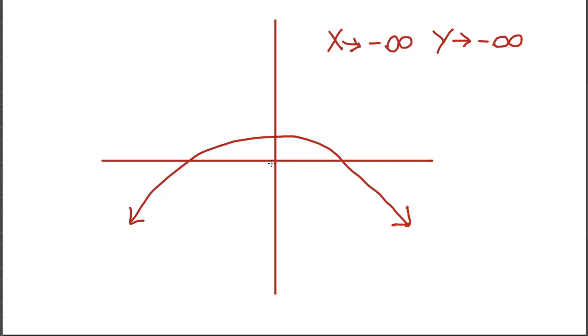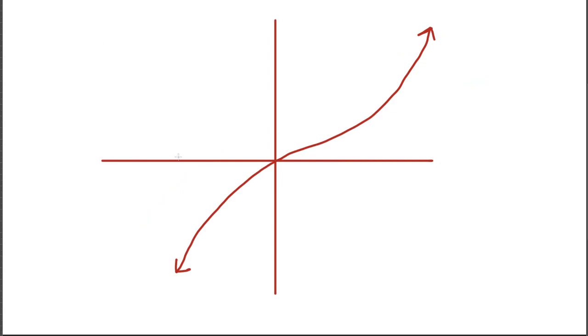What about the right side? As x gets bigger, as it just continues to get larger, it begins to approach positive infinity. What does y do in this case? Well, y is actually getting smaller as it was on the left side, so y is approaching negative infinity. So in this case, as x gets smaller, y gets smaller, but as x gets bigger, y also gets smaller. This is the end behavior of this particular graph.